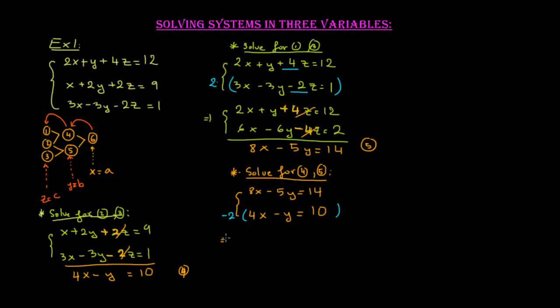Then we have the following. So we keep the first equation, ax minus 5y equals 14, and the other one is negative ax plus 2y equals negative 20. Again, as we see that they are positive a and negative a, they would be cancelled out when you add them together.